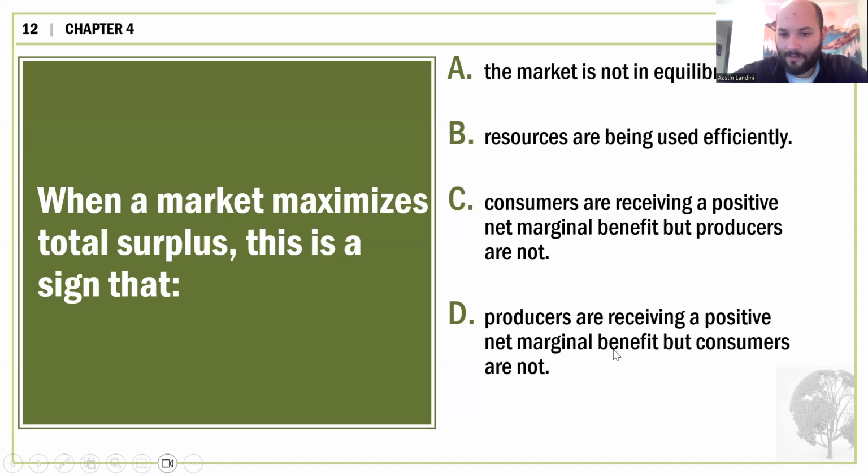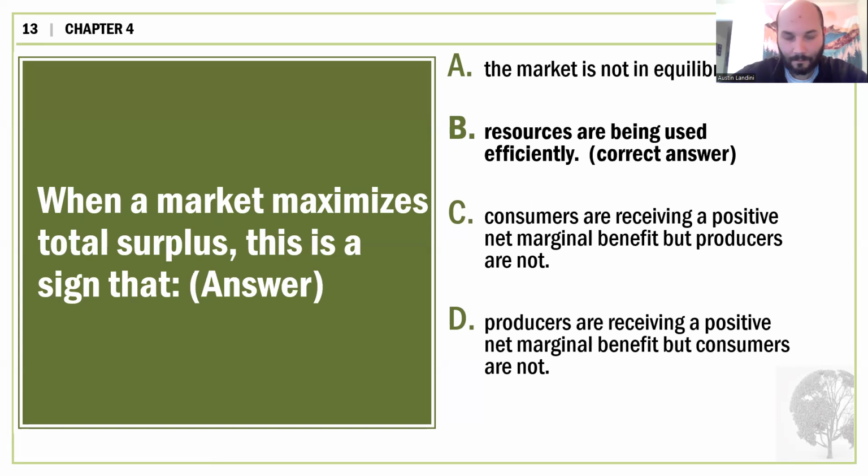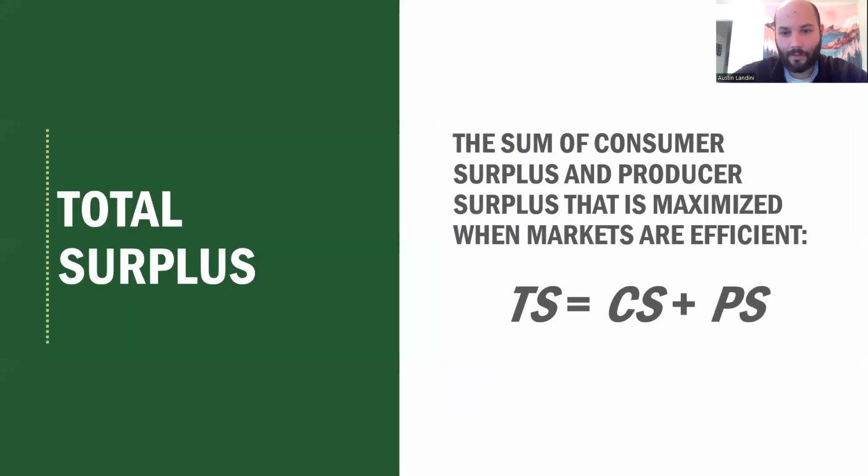Producers are receiving a positive net marginal benefit, but consumers are not. That's wrong for the same reason. Again, if two parties are mutually opting into this trade, then both should be benefiting. So total surplus maximization is a sign that resources are being used efficiently and markets are operating at equilibrium. At the end of this chapter, we'll introduce some critiques of that theory, or some cases where this might not actually happen in practice.